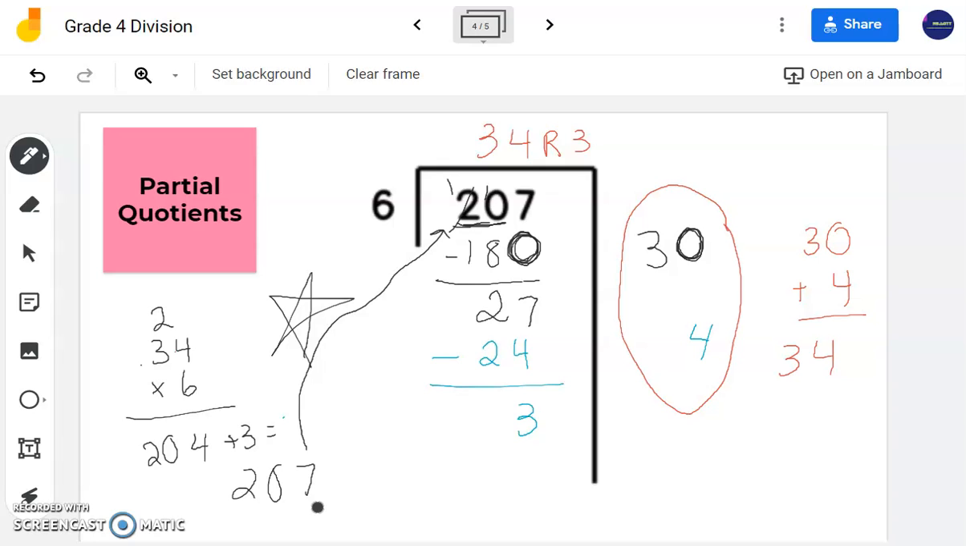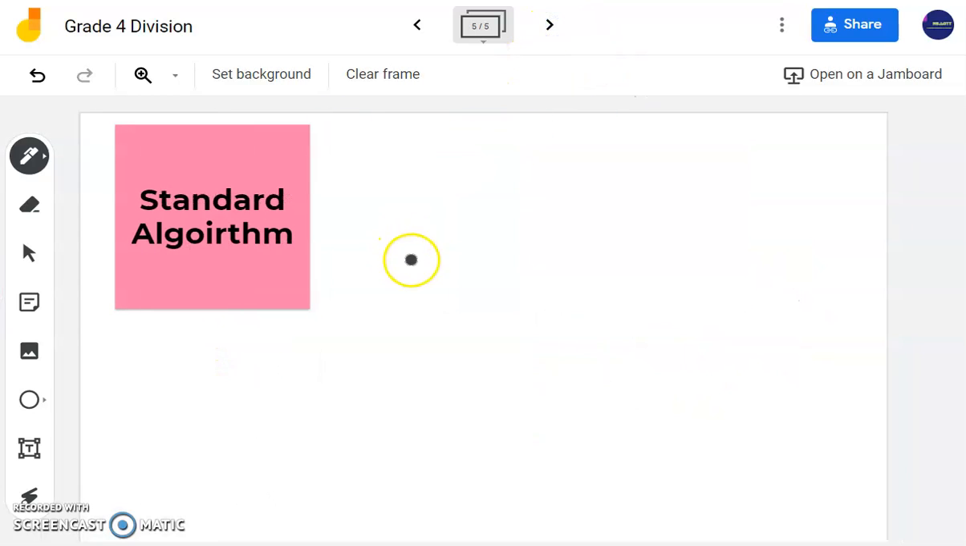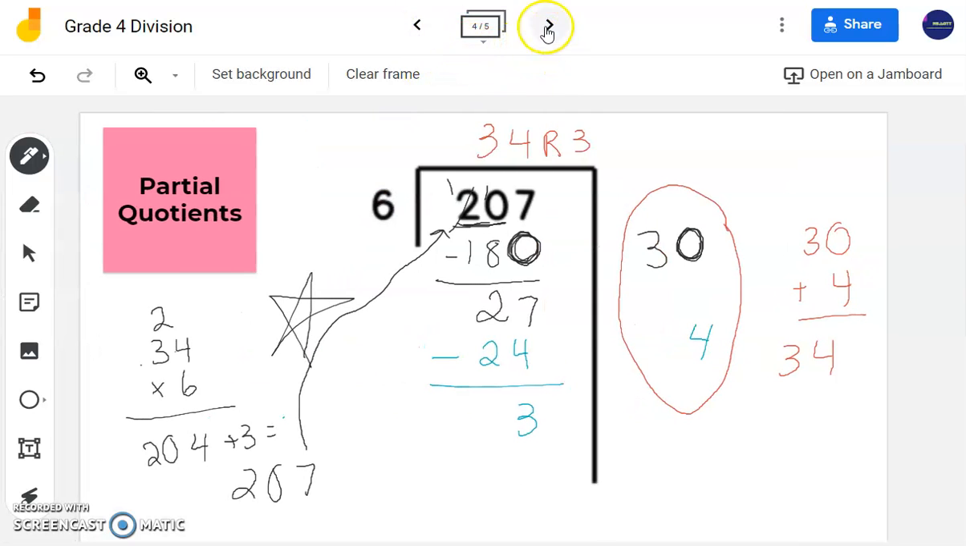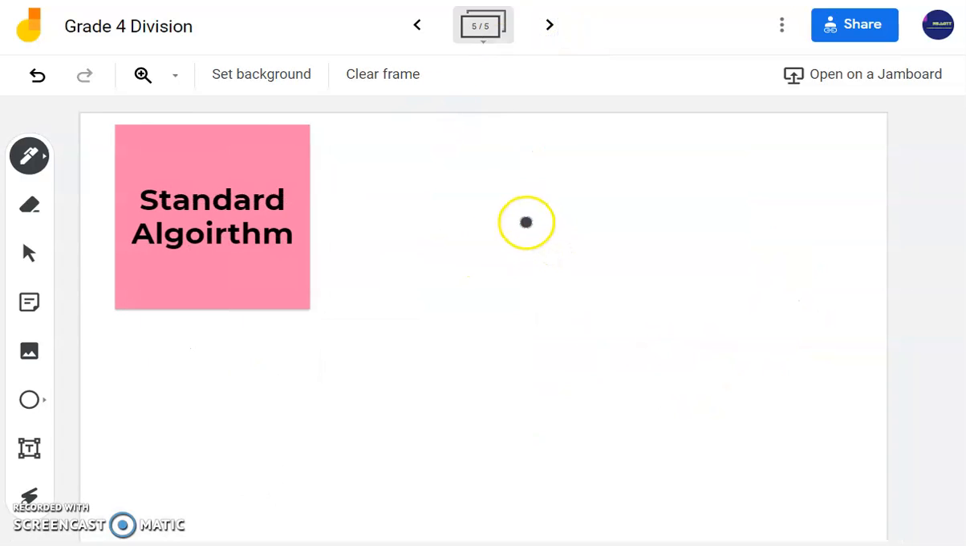So there's also another method we've talked about as well. The next method for division is called the standard algorithm. Now, you might have seen that I almost started to do it in that previous problem. So we're going to take 207 and divide by 6. I'm going to set it up the same way that we just did. Now, notice here, it looks very similar. We're not going to draw a line down the side, but we're going to do a different method.